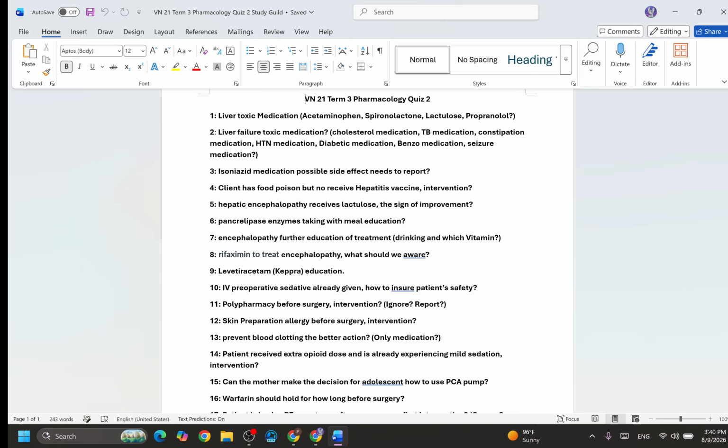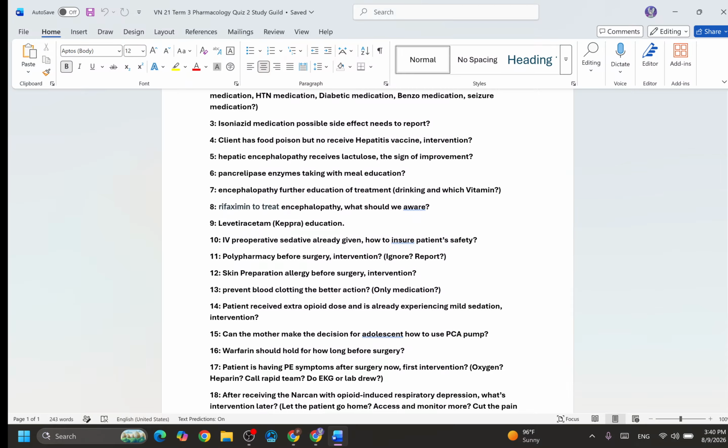Number five, hepatic encephalopathy, receiving lactulose, the sign of improvement. Why do we need to give this medication to the patient? They have this kind of hepatic problem because the ammonia level is high. That's why we want the patient to pull out all the ammonia. After the patient decreases the ammonia, what is the sign or symptom of improvement? Just go to see the sign and symptom. The sign and symptom is telling you your patient is getting better.